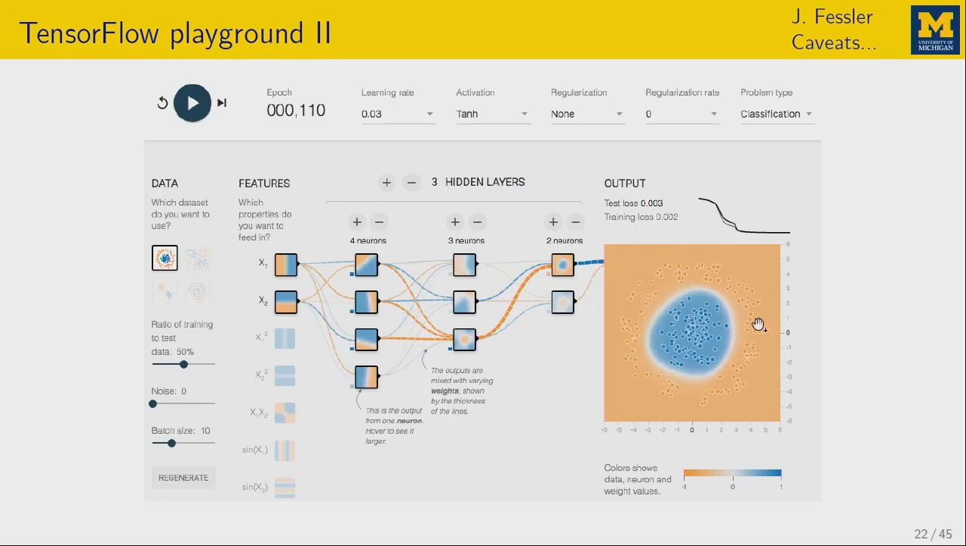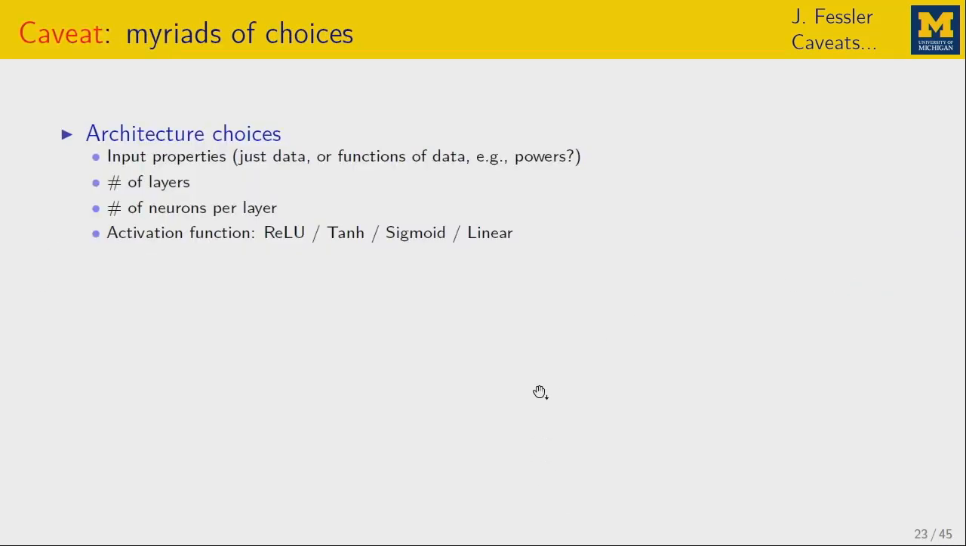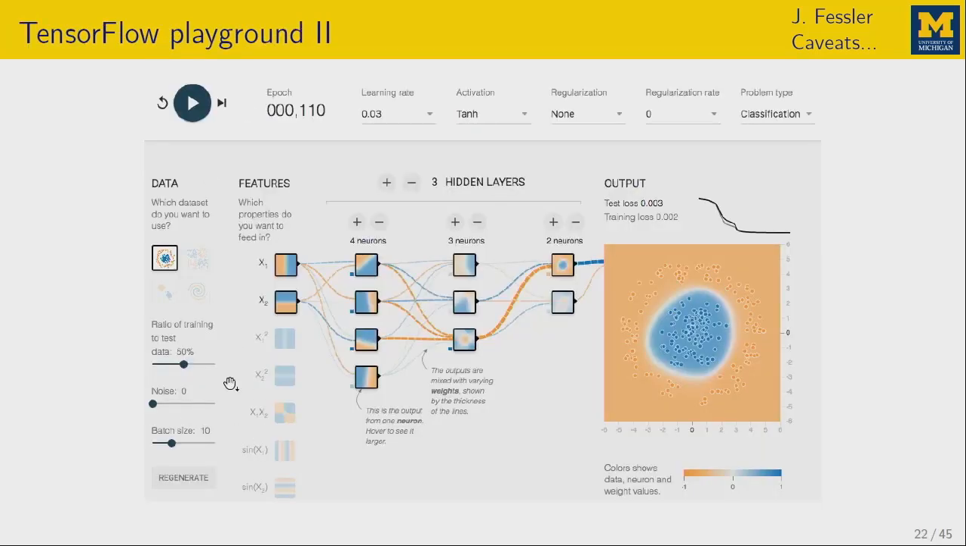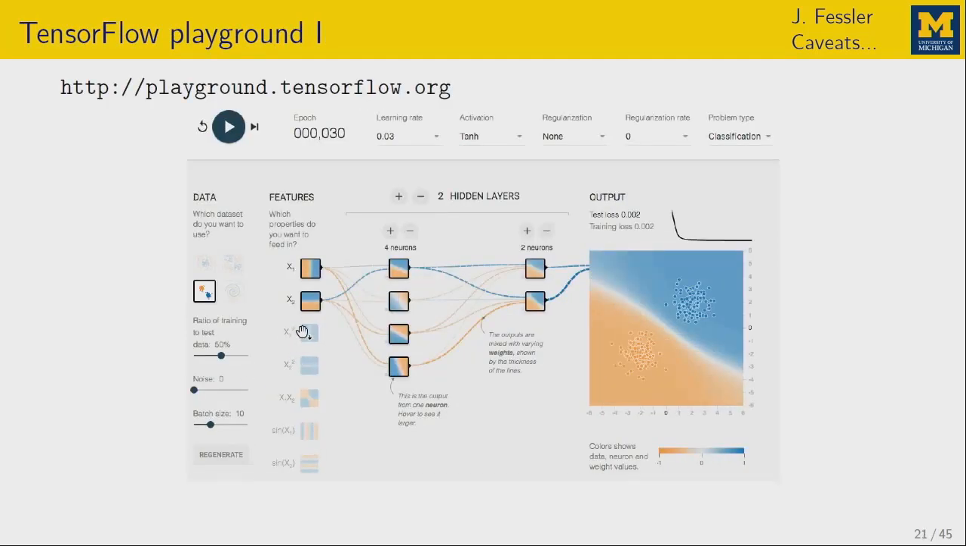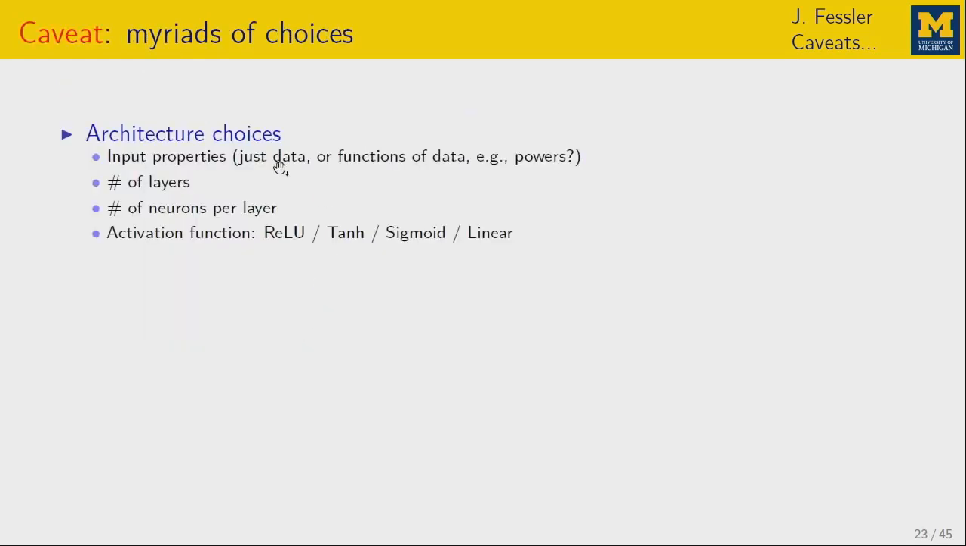Now, I really wish I could have done the live demo, because it's mesmerizing to watch the data flow through these links. But just playing with this for a few minutes, you start to get a sense of the enormous number of choices involved in designing neural networks. First of all, there are architecture choices. Is your input just the data, or is it a function of the data? This network lets you put in squares and products of the input data. How many layers? How many neurons per layer? What activation functions do you want to use?